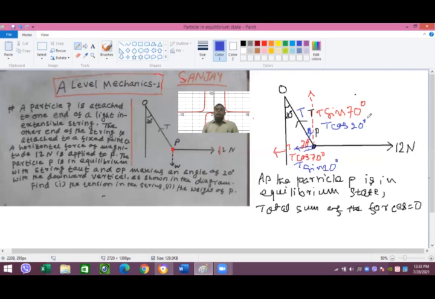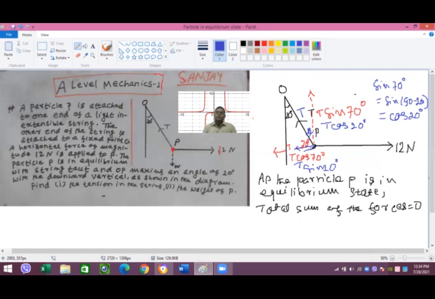And also, from the point of view of trigonometry, see the relation between sine 70° and cos 70°. You can say that sine 70° equals sine (90 minus 20). So in place of 70, you can write 90 minus 20, which is 70. And you know that sine (90 minus theta) is cos theta. So this is cos 20°. So we can relate the things by trigonometry as well.